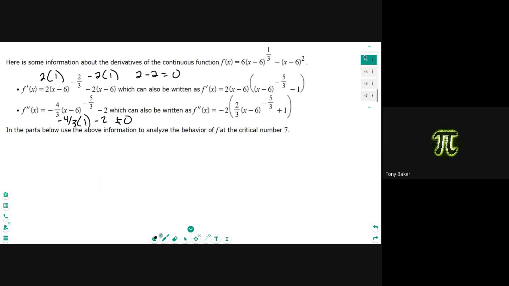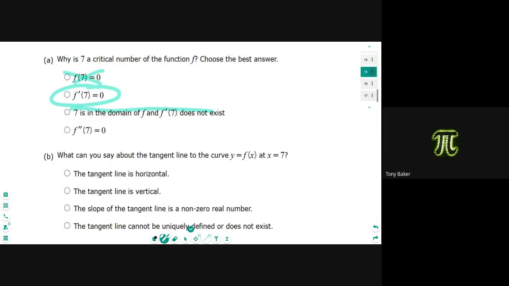What do we know about the tangent line at 7? Which derivative gives me that? First derivative gives me the tangent. So what's the slope at 7? 0. So that means horizontal. So this is looking at the first derivative.